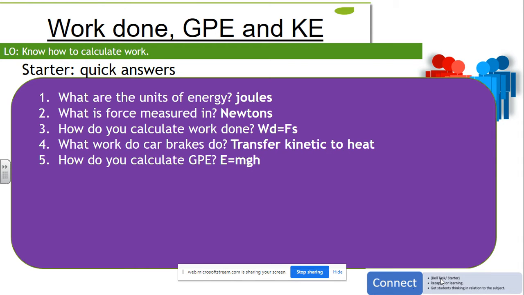Here we go. What work? Remember, work done is transfer of energy. So brakes transfer kinetic energy into heat. That's how they work, via the process of friction. Okay, and let's move on.